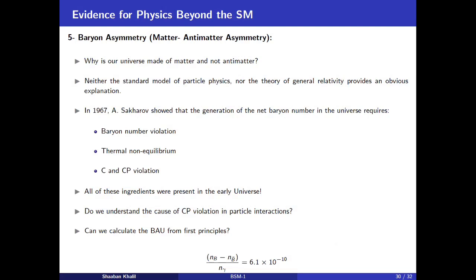Well, there are several scenarios to explain this via CP violation and baryon number violation, and so on. But all this cannot be accommodated in the standard model. The standard model has CP violation, but not enough. So we really need to go beyond the standard model to explain this matter and baryon asymmetry. And I have to tell you, even beyond the standard model, the explanation is not finalized yet.